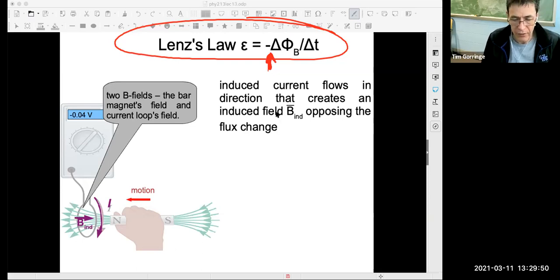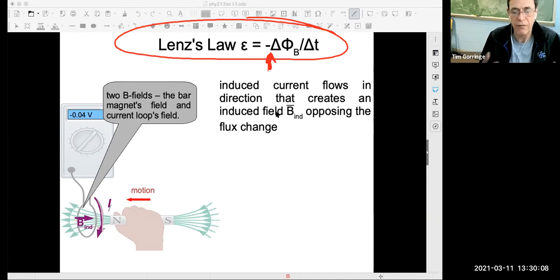So this is an important point that we have to thank Lenz for: when you get induction, there's this original magnetic field of the bar magnet, and you brought it up to the coil or you took it away from the coil. There's the magnetic field of the solenoid that you switched on or you switched off. So that's the magnetic field that's causing the induction.